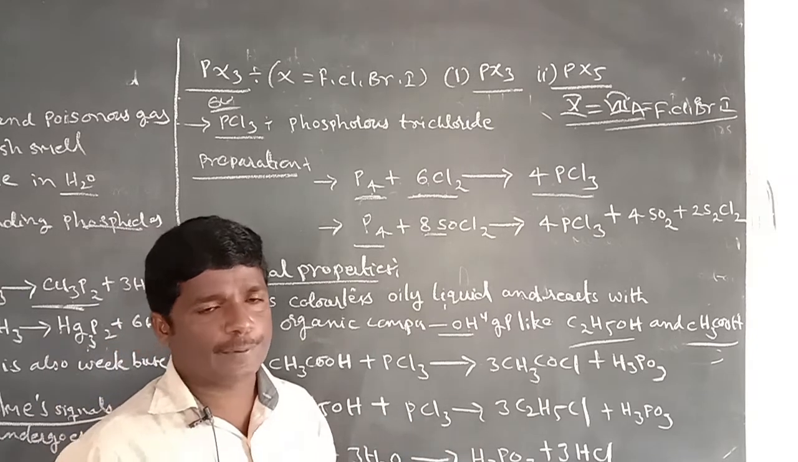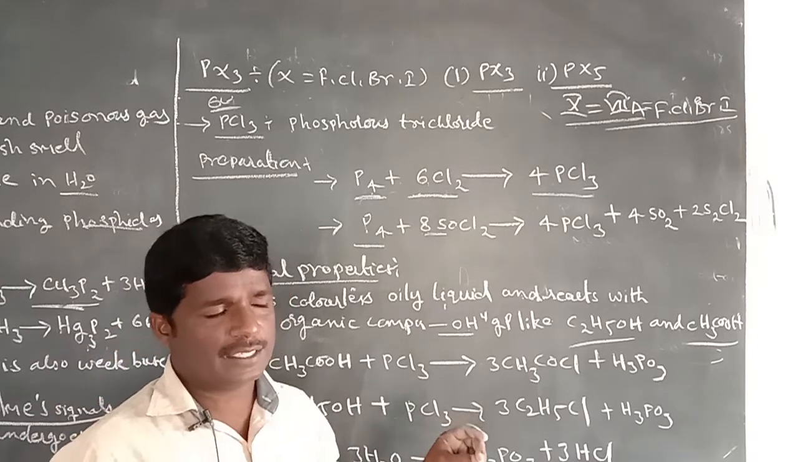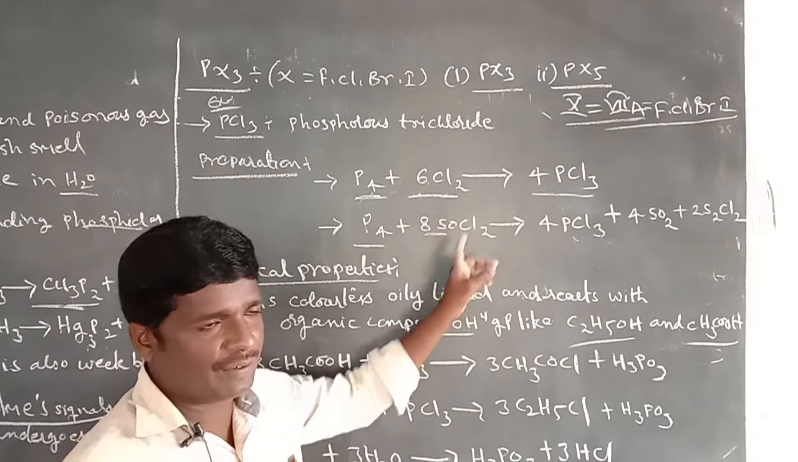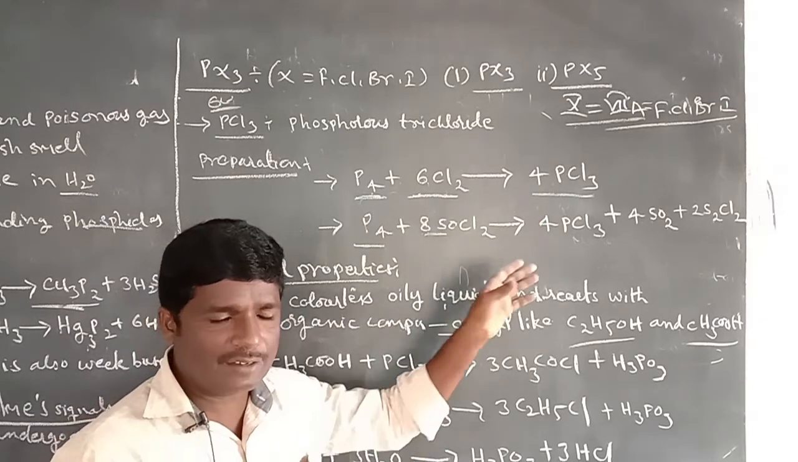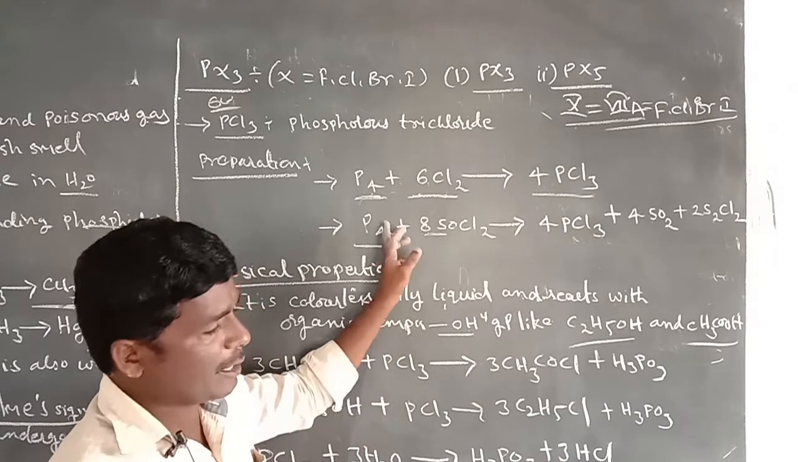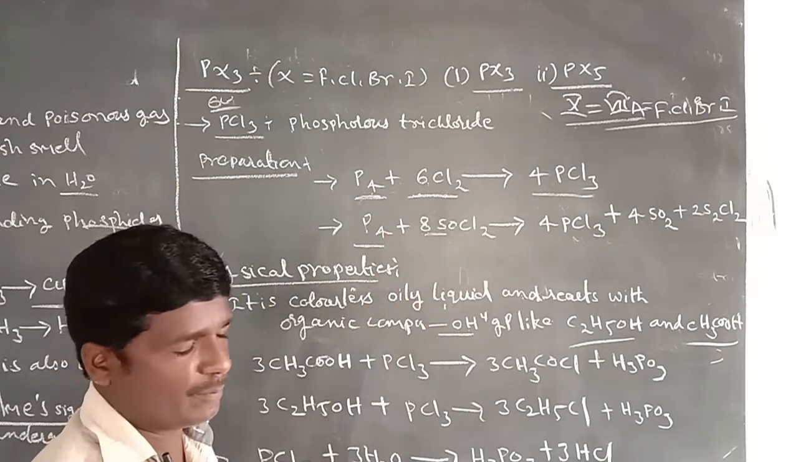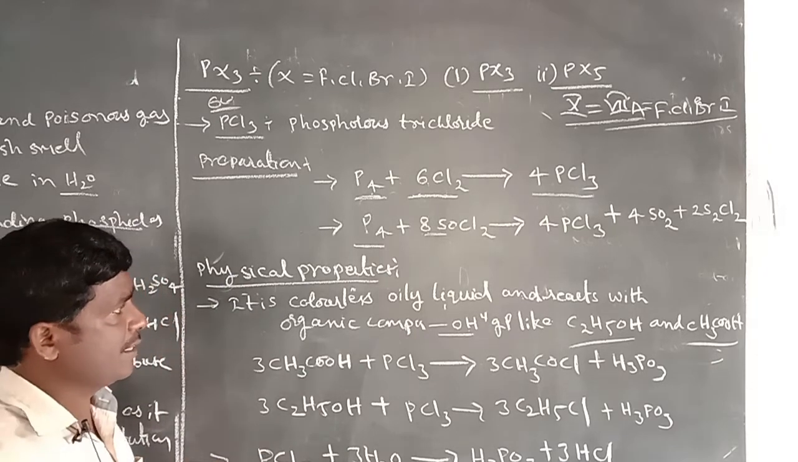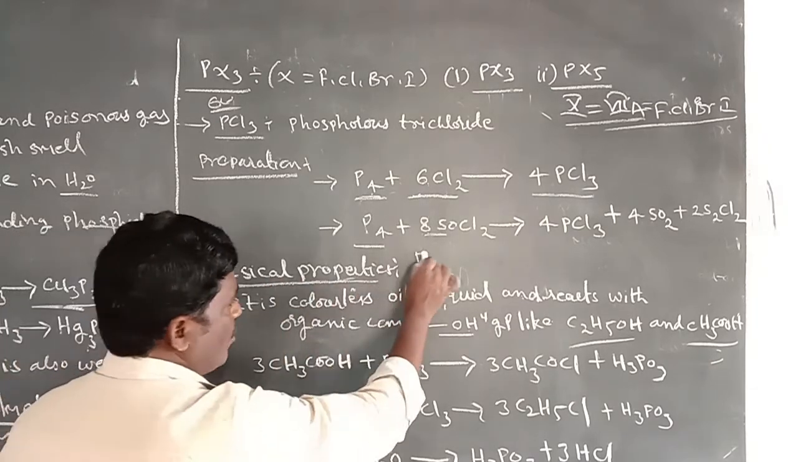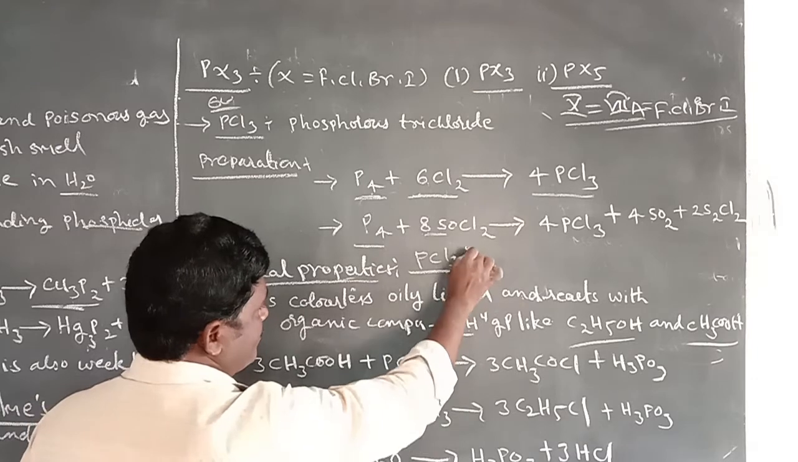Phosphorus trichloride is prepared by heating phosphorus with chlorine gas. The second method is treating phosphorus with thionyl chloride to form phosphorus trichloride. Next, the physical properties of phosphorus trichloride, PCl3.